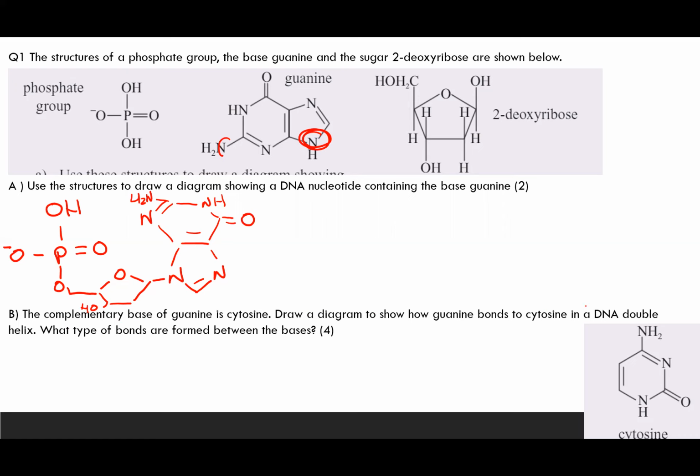And then you're asked, the complementary base of guanine is cytosine. Draw a diagram to show how guanine bonds to cytosine in a DNA double helix and what type of bonds are formed between the bases. So I haven't actually left myself really enough room, but let's try it. And we're going to just draw out guanine first. I'm going to draw out guanine down here.